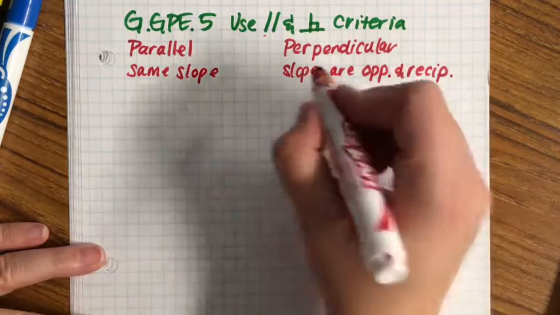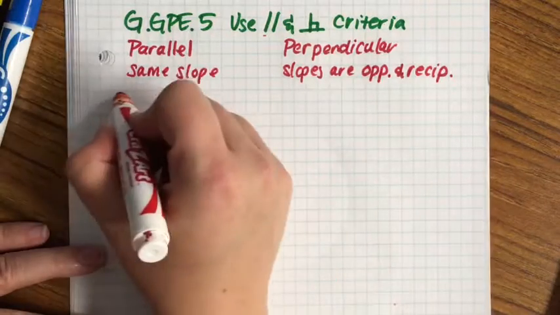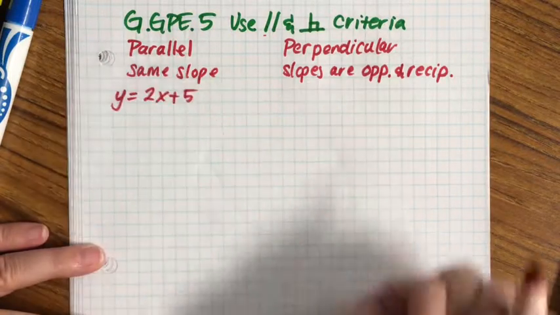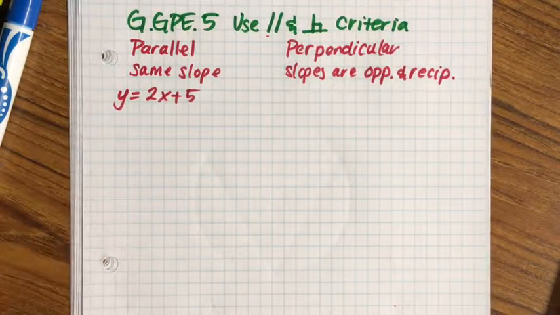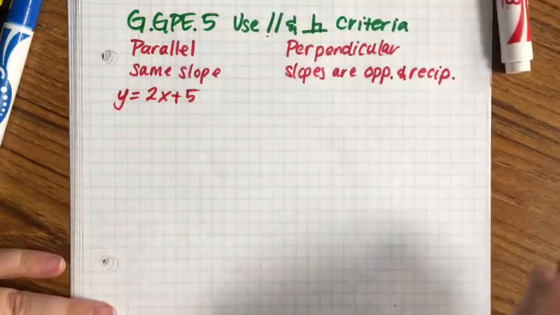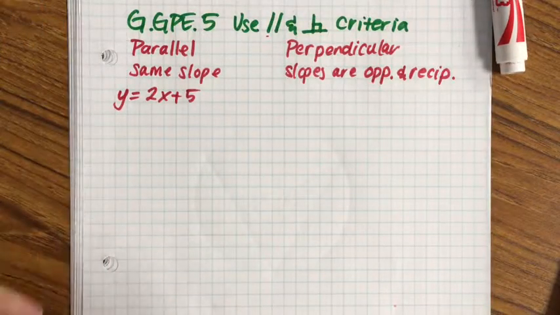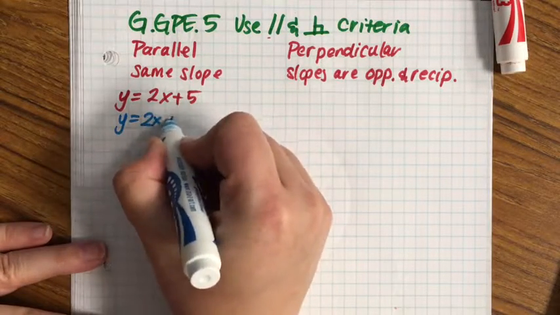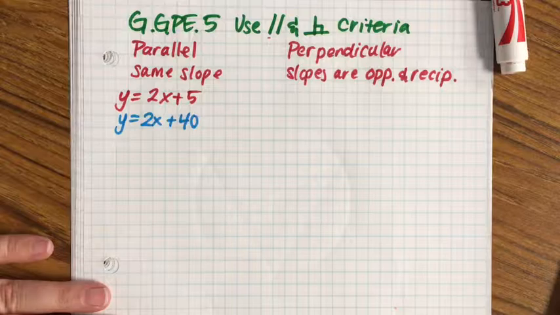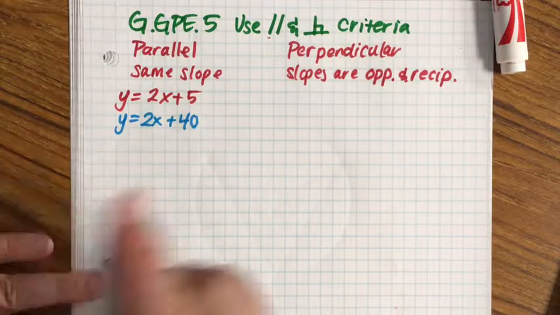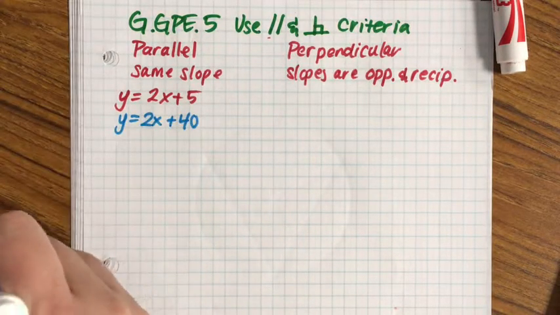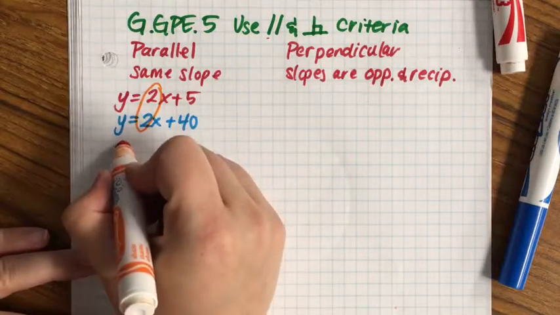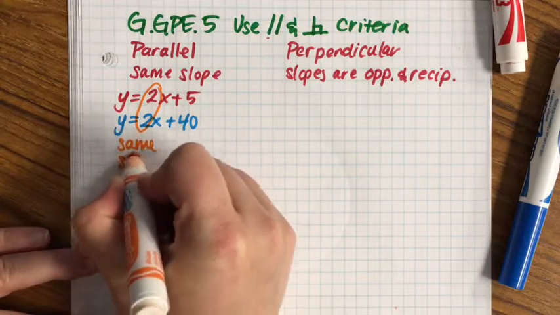We talked about this a little bit in the lesson that I previously called GCO13, which was really GPE4. So, for example, if I were to give the equation y is equal to 2x plus 5, raise your hand, somebody tell me an equation that would be parallel to that line. Milo? Y equals 2x plus 40. Fantastic. Those lines would be parallel. How can you tell? Because they have the same slope. So this number right next to the x, those are the same slope.